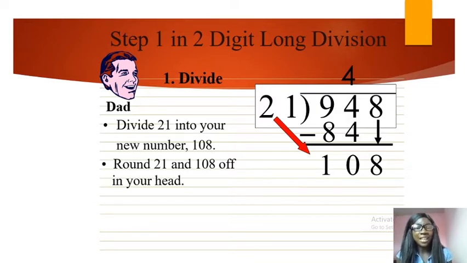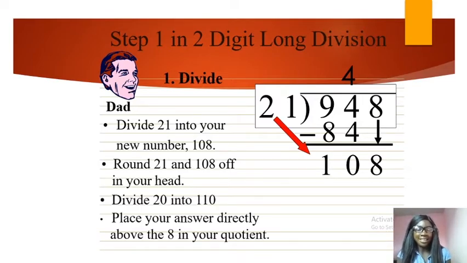So rounding 21, we're going to have 20. And rounding 108, we're going to have 110. So now we can place our answer directly above 8, right? Above this number 8. So now we're going to say 20 into 110. It's going to give us 5, right? So daddy is done with his job. So let's move to mommy.